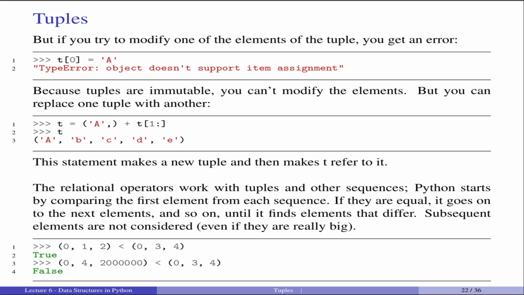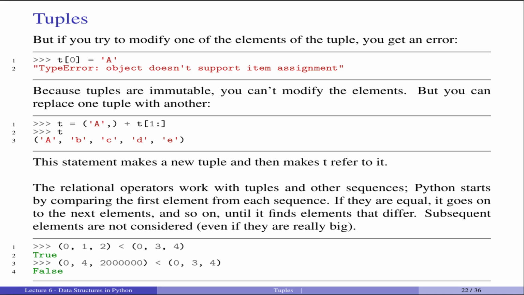Okay, alright, so now let's look at some properties of tuples, what kind of operators work on tuples. The relational operators work with tuples and other sequences. So Python starts by comparing the first element from each sequence. If they are equal, it goes on to the next elements and so on until it finds elements that differ. So subsequent elements are not considered even if they are really big.